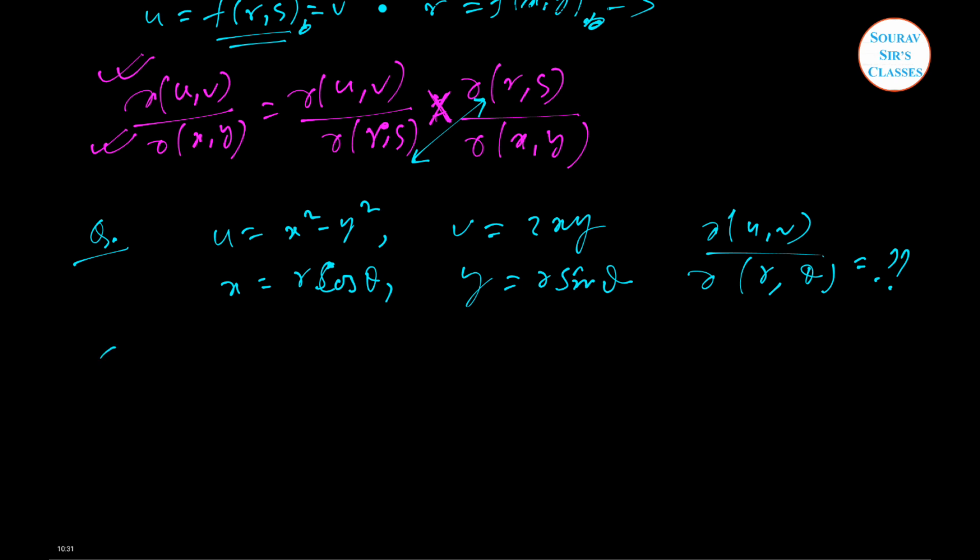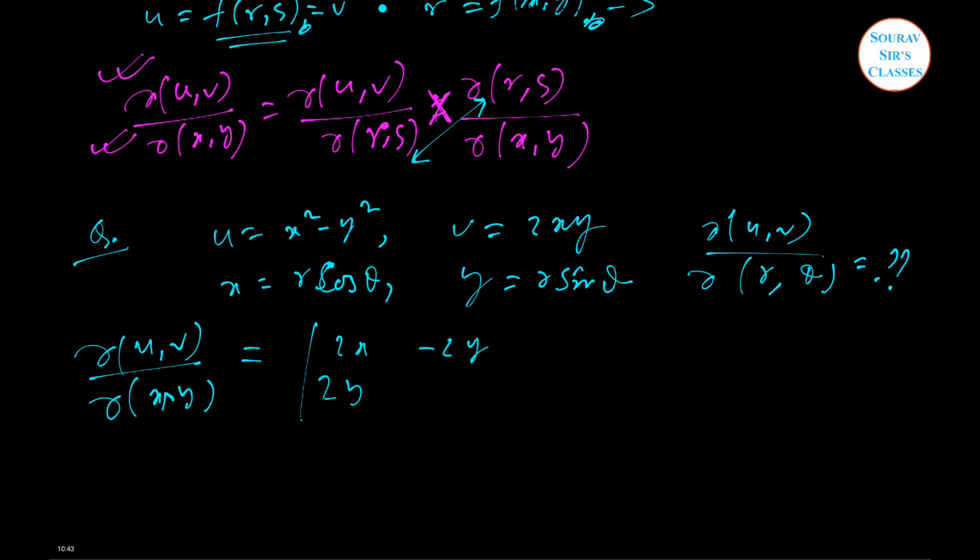Very easy. First we need to find out del u, v by del x, y. That we need to find out first. So this will be 2x, minus 2y, 2y, 2x, and this is 4 into x square plus y square. You can see that if we just add x and y each squared, it will give you r square. So this is 4r square from the first one.